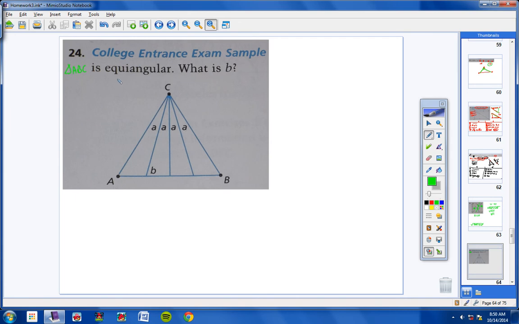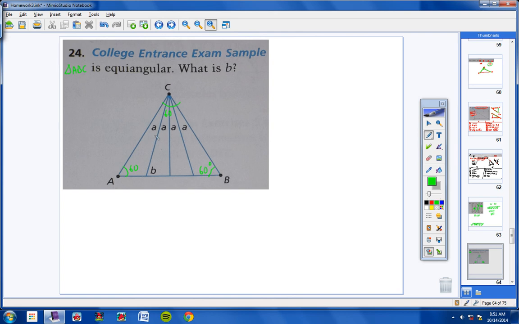A good thinking problem here, okay? First of all, we know that ABC is equilateral, so let's mark that off. This big triangle here is equiangular. So what that means is this whole angle here is how much? 60. This whole angle here is how much? 60. And this whole angle here is how much? 60.